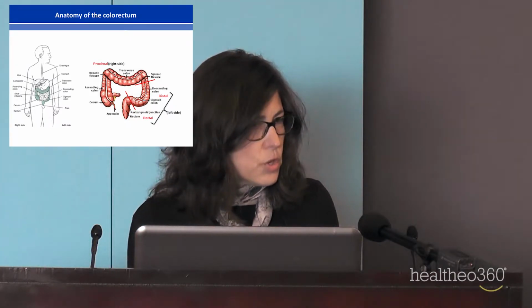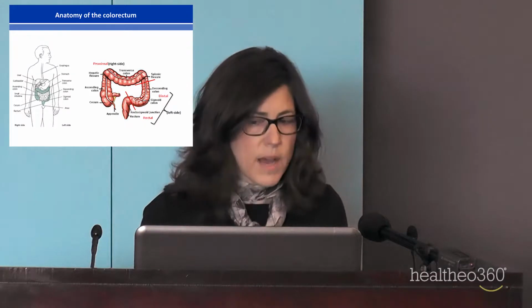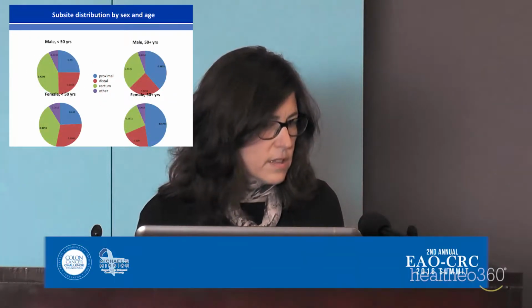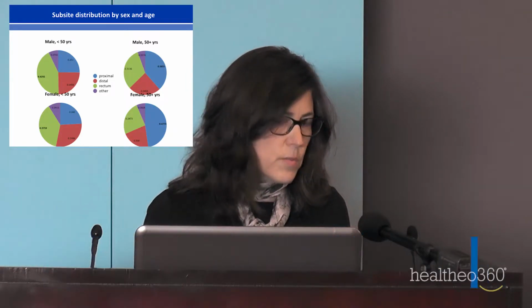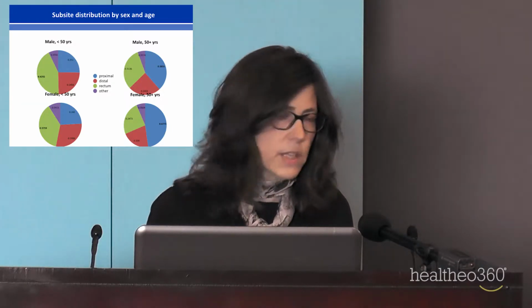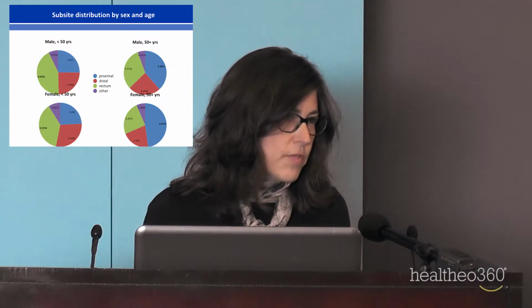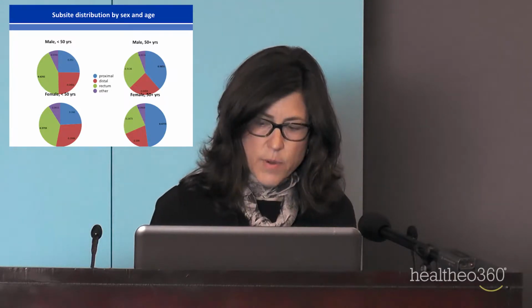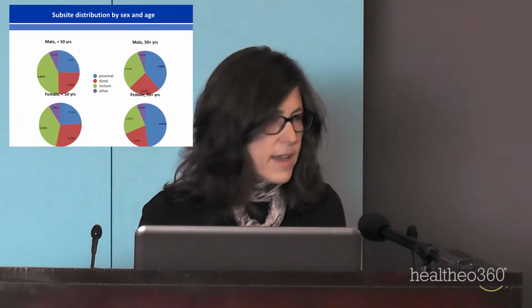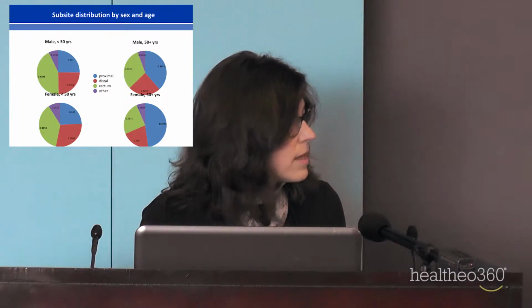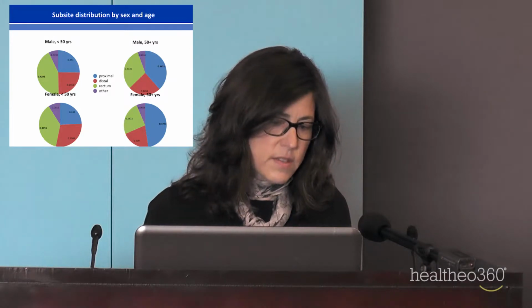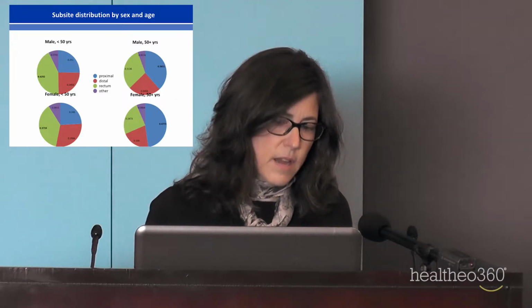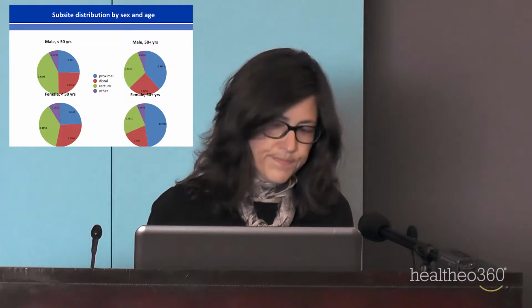This slide shows tumor subsite distribution by sex for young patients on the left and older patients on the right. Older patients are much more likely to be diagnosed with tumors in the proximal colon, particularly women, among whom about half of colorectal cancers are in the proximal colon. In contrast, younger patients are more likely to be diagnosed with rectal tumors, particularly men. And the sex differences by subsite are much smaller for younger patients.